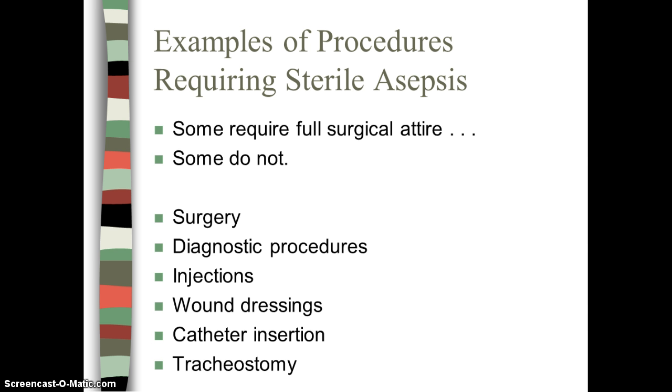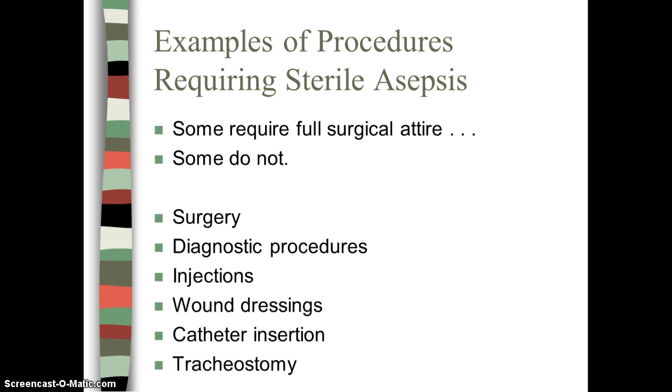Injections, which you have been giving, we use the alcohol from the center out. We don't use sterile gloves, but we clean the best we can, and we use the alcohol and 2x2s, that sort of thing. Wound dressings, there's several types. We're going to be doing a sterile wound dressing in the lab. A lot of dressings are not considered sterile anymore, but for our purposes, we will be doing a sterile dressing in the lab.